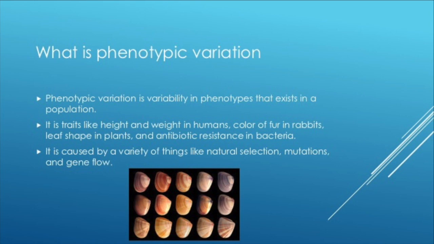Now we will talk about what phenotypic variation is. Phenotypic variation is variability in phenotypes that exists within a population. It is traits like height and weight in humans, color of fur in rabbits, leaf shape in plants, and antibiotic resistance in bacteria. It is caused by a variety of things like natural selection, mutations, and gene flow.